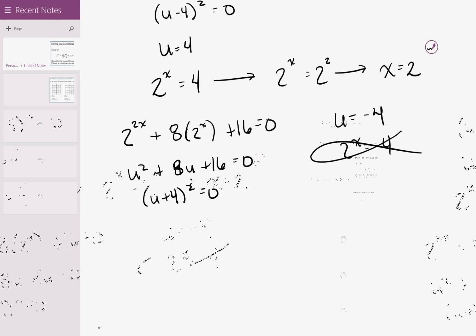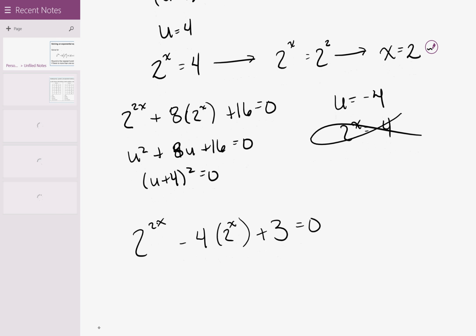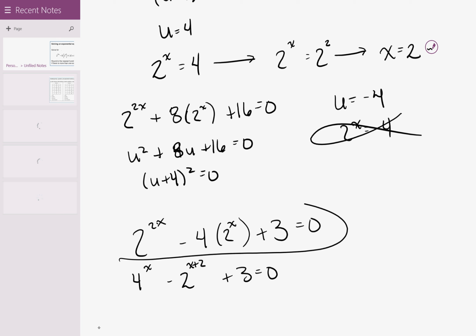If I had 2 to the 2x minus 4 times 2 to the x plus 3 is equal to 0. Note that that could also be written as 4 to the x minus 2 to the x plus 2 plus 3 is equal to 0. So the substitution here isn't always perfectly clear at first glance. But let's go with this original statement.